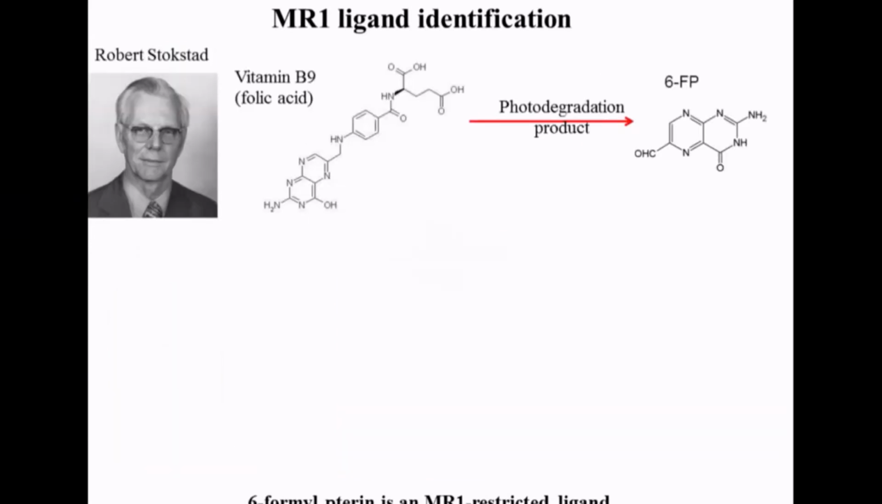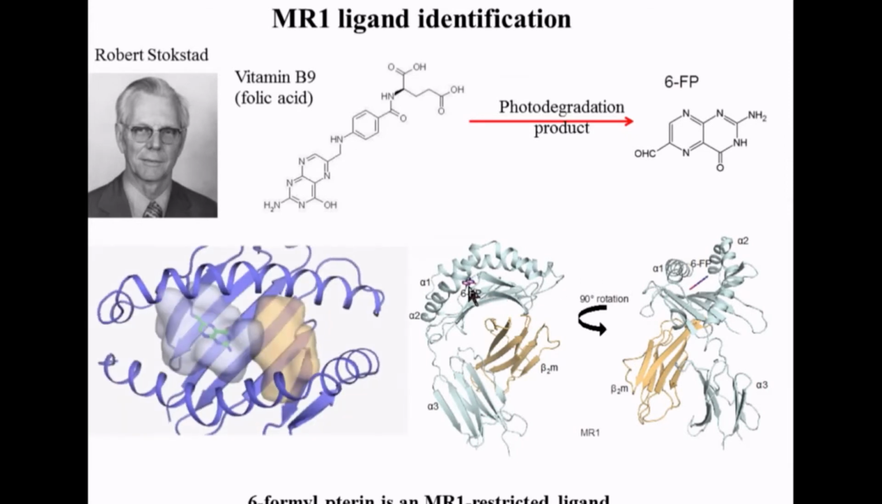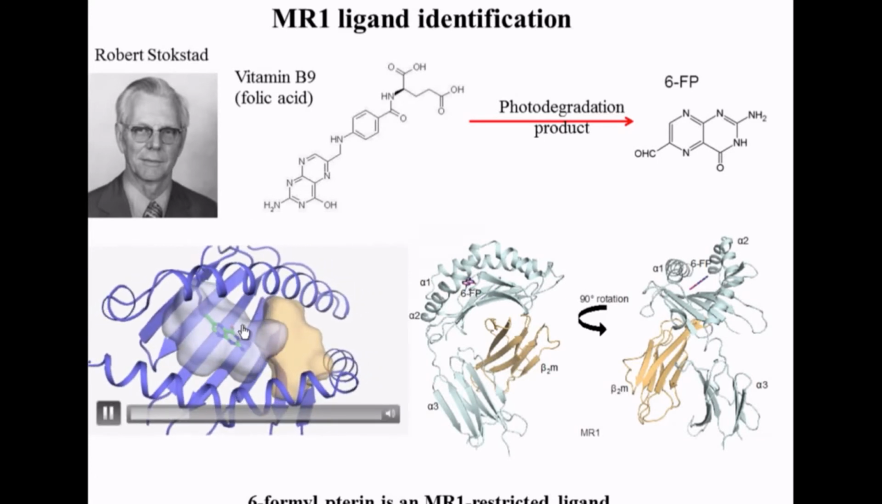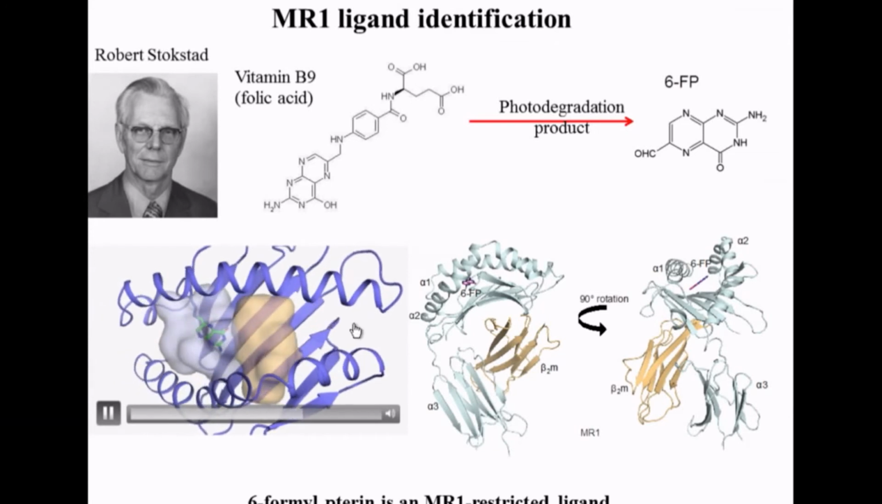The structure of vitamin B9 was solved by Stokstad. And what we showed was that when we mixed MR1 with folic acid, we didn't get folic acid bound to MR1. It was a photodegradation product, 6-formylpterin, shown here. The subsequent three-dimensional structure showed how the 6-formylpterin was closely sequestered within the antigen binding cleft of MR1. Here we show a movie showing how 6-FP is sequestered within the antigen binding cleft.